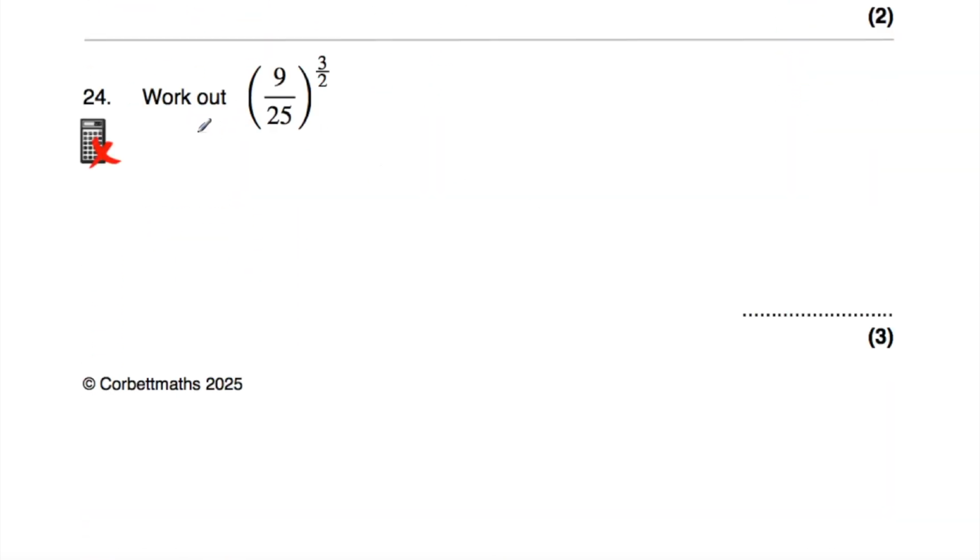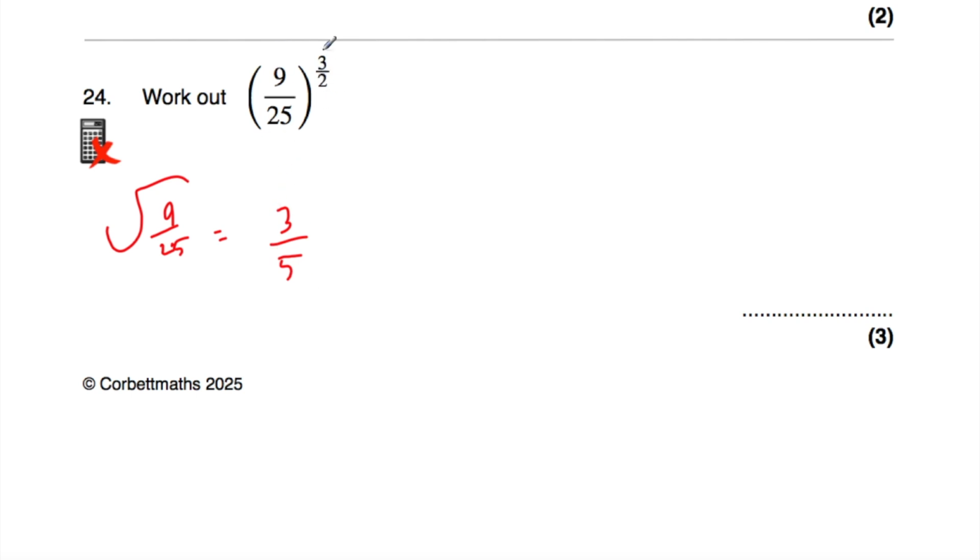Okay, so question number 24, we've been asked to work out 9/25 to the power of 3/2. So here we're going to look at our denominator, which is a 2, so we're going to take the square root, and then we're going to look at our numerator, which is 3, and then we're going to cube it. So let's work out the square root of this fraction. The square root of 9/25 would be equal to, well, the square root of 9 is 3, and the square root of 25 is 5. So the square root of that fraction would be 3/5. And you can check that if you do 3/5 times 3/5, you get 9/25.